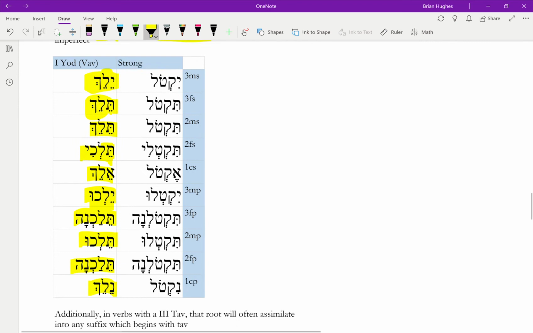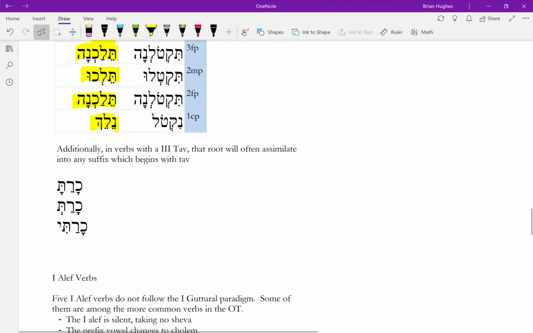And then there's that small box on page 109 in which Ouhalla gives you some other information. He talks about natan. It has a tsere theme vowel as well, and because it's a first noon, we've got some assimilation going on. We've already covered that. The third thing: those verbs that have a third tav, the root will often assimilate into any suffix that begins with a tav. And so here's, for example, karata. This is our qal perfect second masculine singular from karat, and we just have a strong dagesh here.